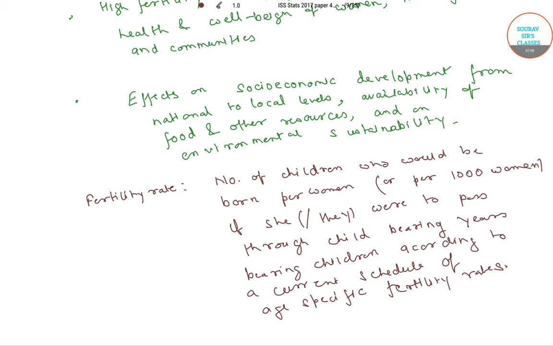So this fertility rate is calculated as the number of children who would be born per woman or per thousand women if she or they were to pass through childbearing years, bearing children according to the current schedule of age-specific fertility rates. Now, there are different types of fertility rates that are commonly used.